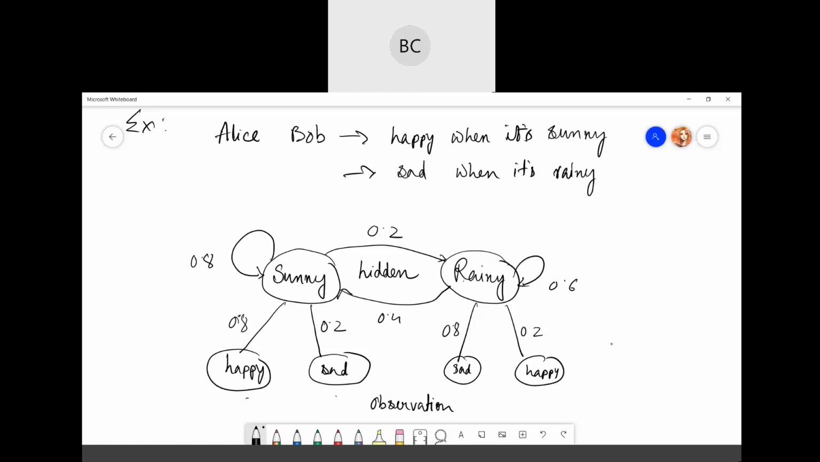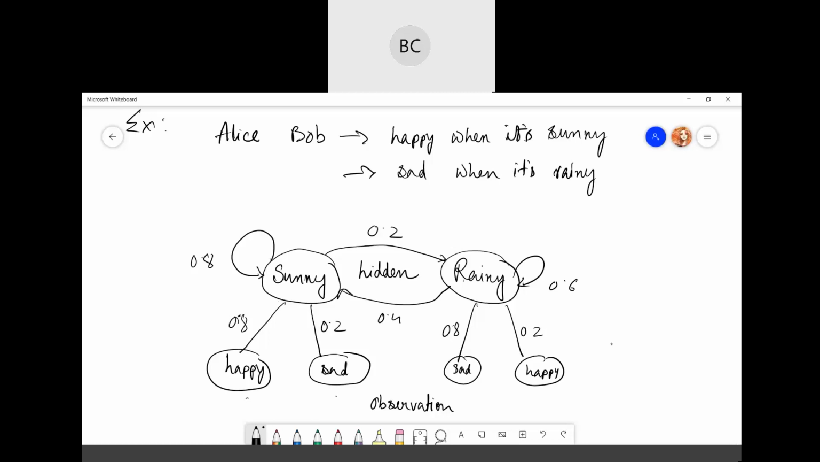Then another question can be, if for 3 days Bob is happy, sad, and happy, what was the weather? Alice may be talking to him for 3 days. So one day Bob is happy, next day Bob is sad, then the third day Bob is happy again. So what was the actual weather for the 3 days? Again, there are some probabilities involved in that.